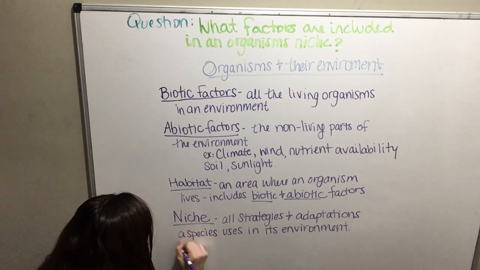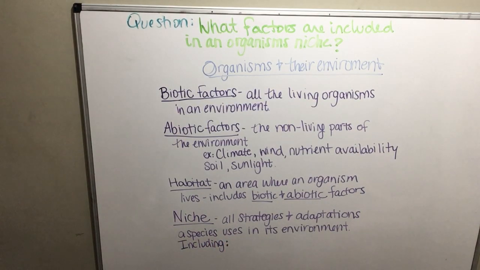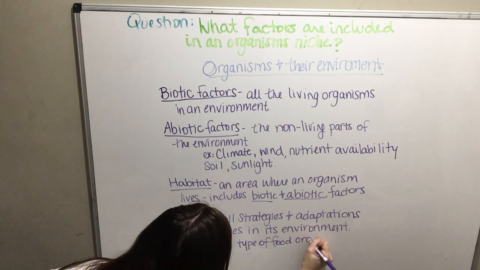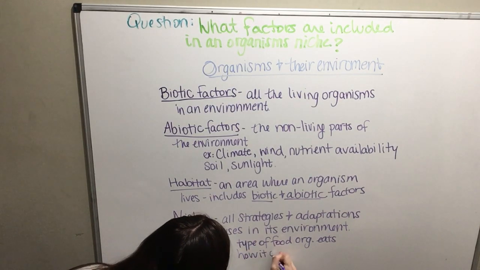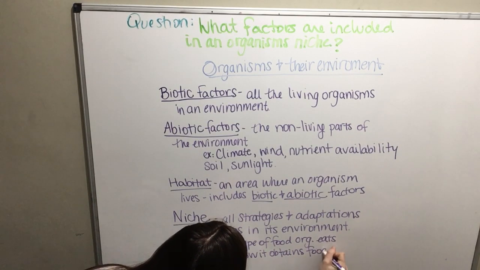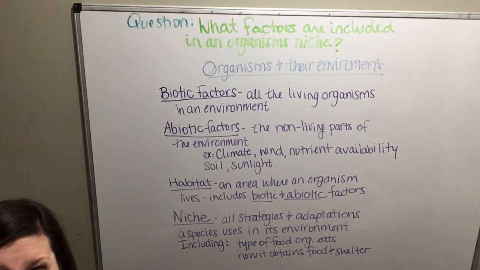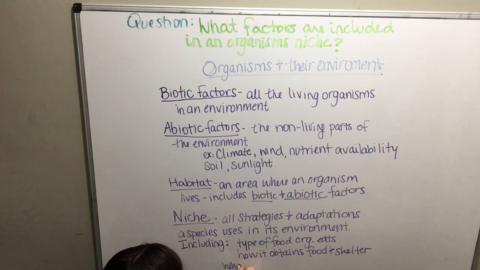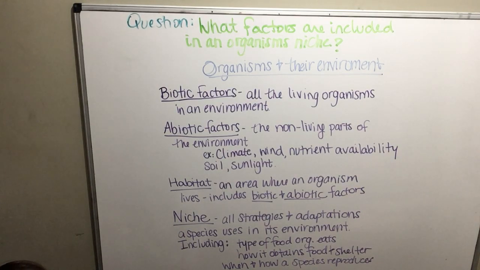Including the following. Including the type of food that an organism eats, how it obtains food, and shelter, and when and how a species reproduces and survives.